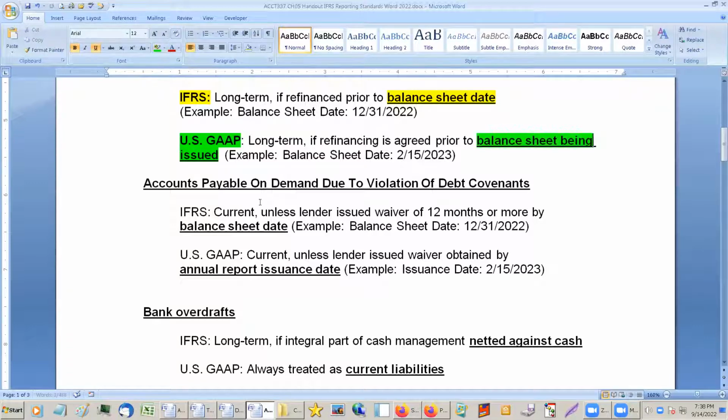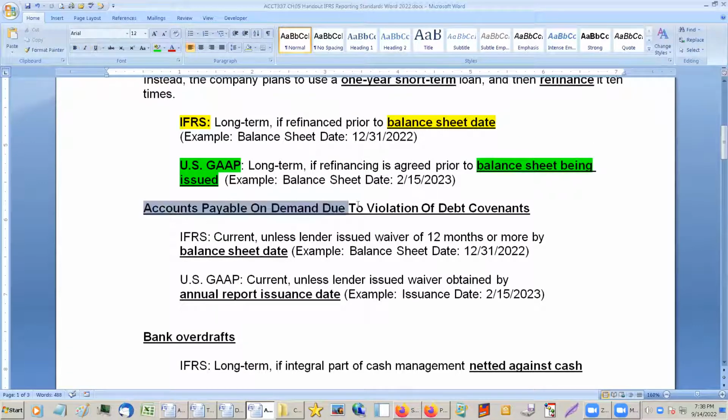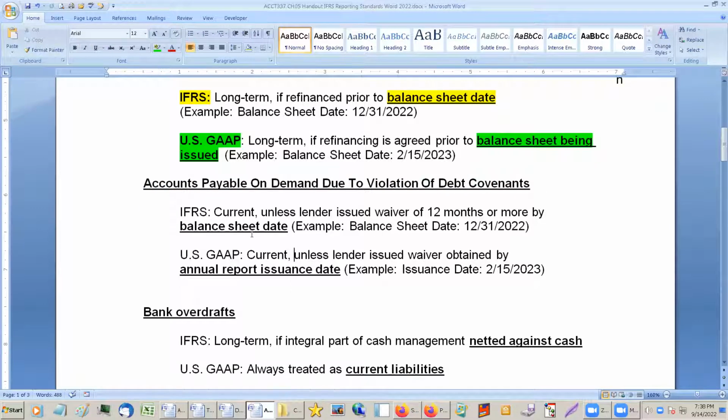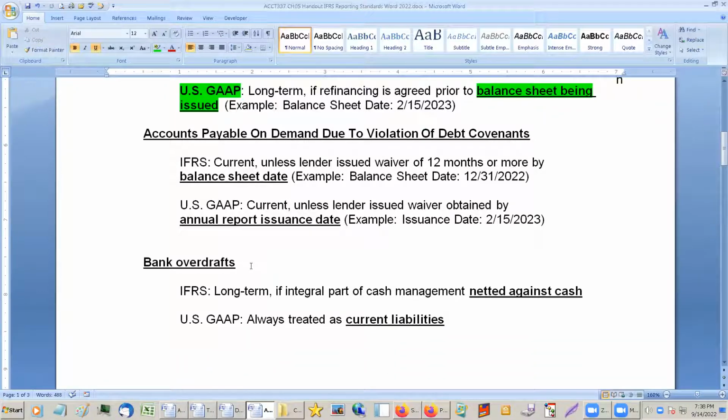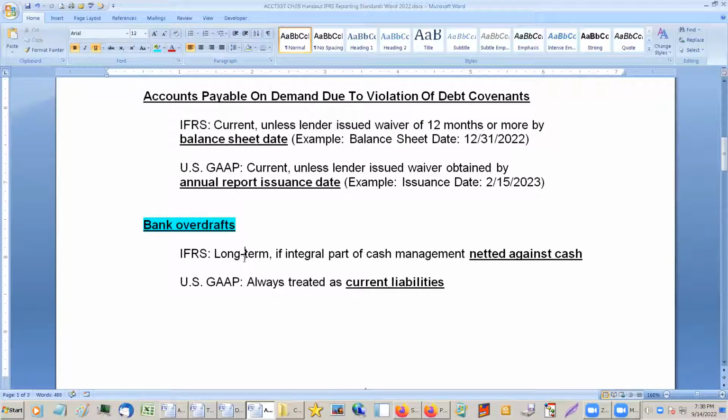So the same rules apply if you get behind on your payments. If the whole thing is due, it's going to be current unless you have some plan in place. And this one probably doesn't come into play too often, but if you have any bank overdrafts, international standards are that you net them with your cash, so you subtract it from your cash. US standards are you carry it as a liability.